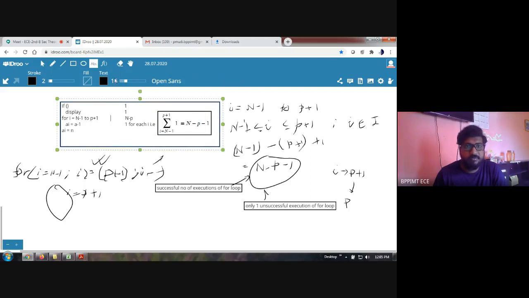I hope you are getting the point. Yes, this is the difference between the executions within the for statement. For execution of the for statement, what is being executed? I equal to n minus 1 is executed only once. These two are executed: the conditional statement checking and the decrementation. Together they are executed n minus p number of times: n minus p minus 1 successful executions, and one unsuccessful execution, resulting in n minus p.